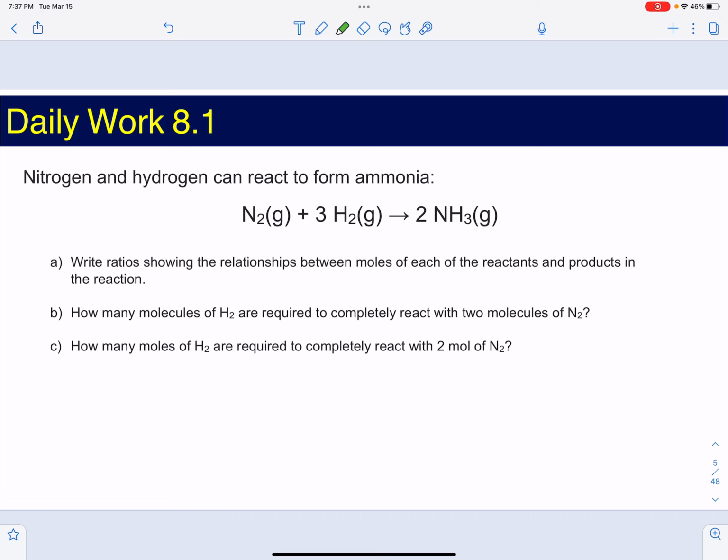And that's your daily work. With this daily work, do A, B, and C, which are going to allow you to reinforce what I just talked about.